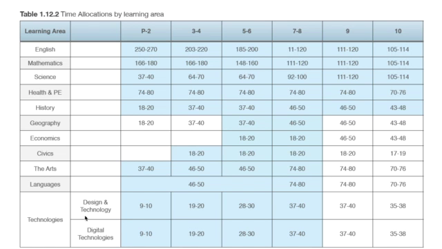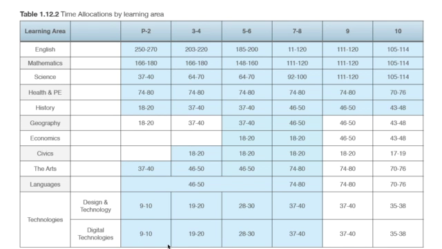So if we look down at design and technology and digital technologies, it's expected that in a year, students in years, well, it shouldn't be P to 2, it should be F to 2, will spend around about 10 hours on design and technology and 10 hours on digital technologies. Not very much. But to put it into context, combined, it's the same amount of time as they would be spending on geography or on history.